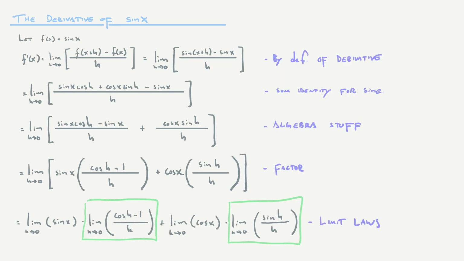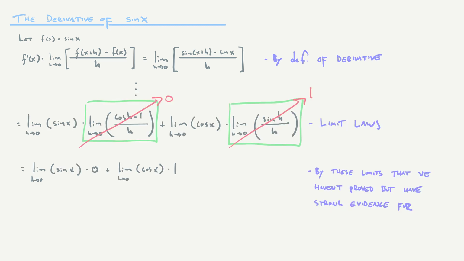So, okay, we know the limits of these two things now, or at least we have strong evidence for them being 0 and 1 respectively, and so I'm going to do that substitution. That's 0 here. This one's 0 right there. This one's 1. Okay? By these two limits that we haven't proved but have strong evidence for, at this point we can go ahead and use some direct substitution, and we just get the cosine of x.